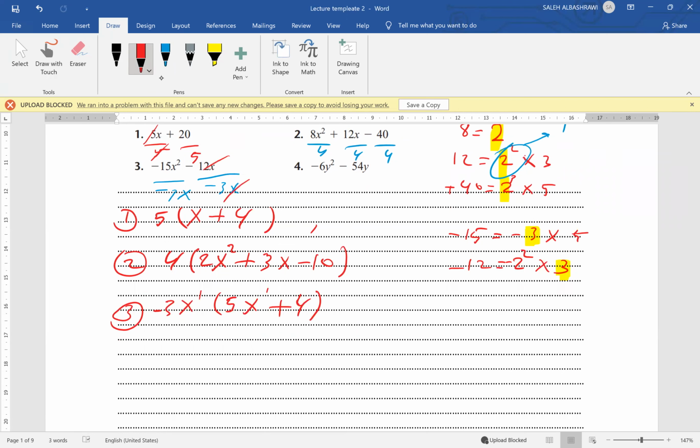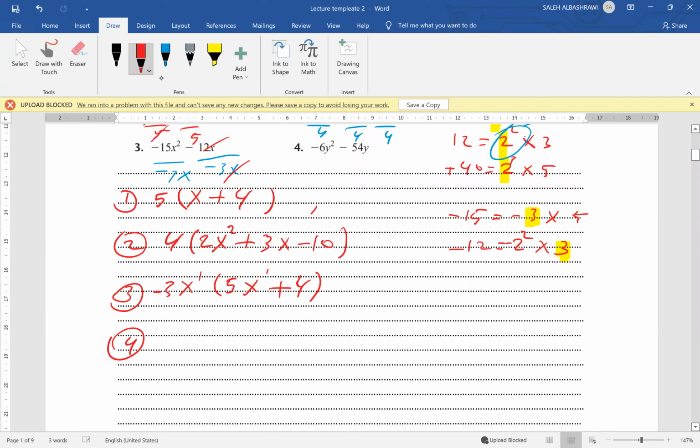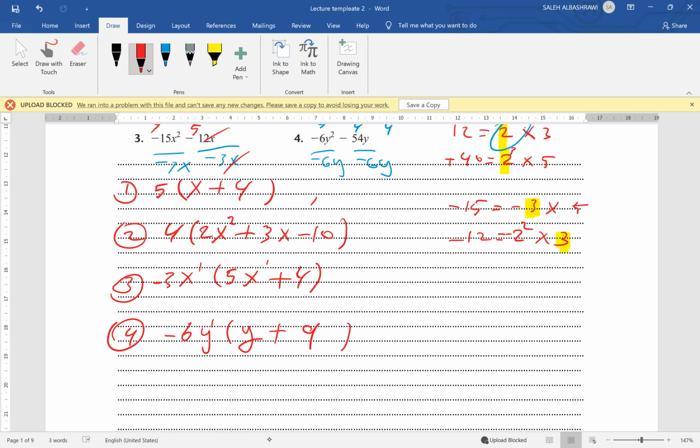For the number 4, minus 6y to power 2 minus 54y. By the same idea, I can take minus 6 as a common factor and y to power 1. Then I will divide by minus 6y and minus 6y. So I will have y plus 9. This is how to factor out the greatest common factor. More examples can be given.